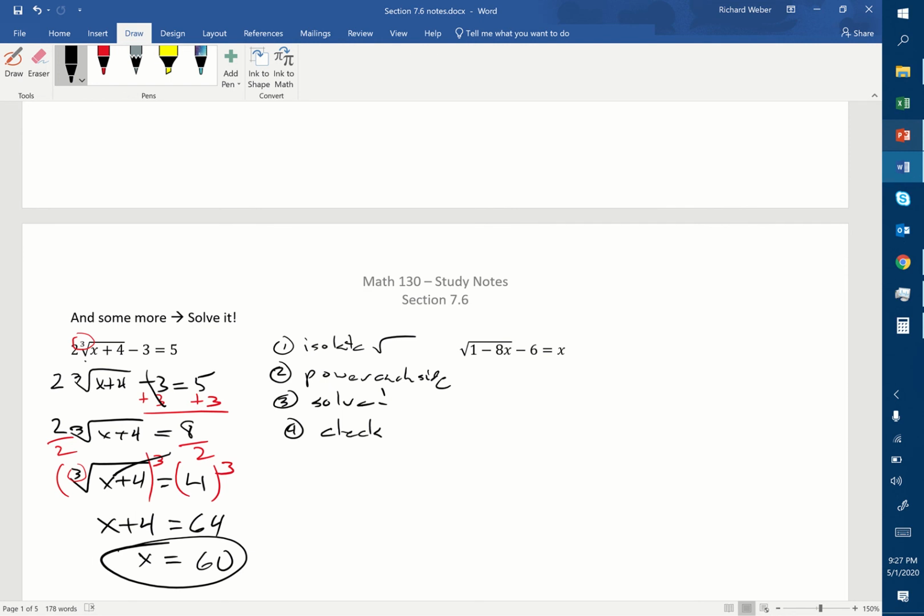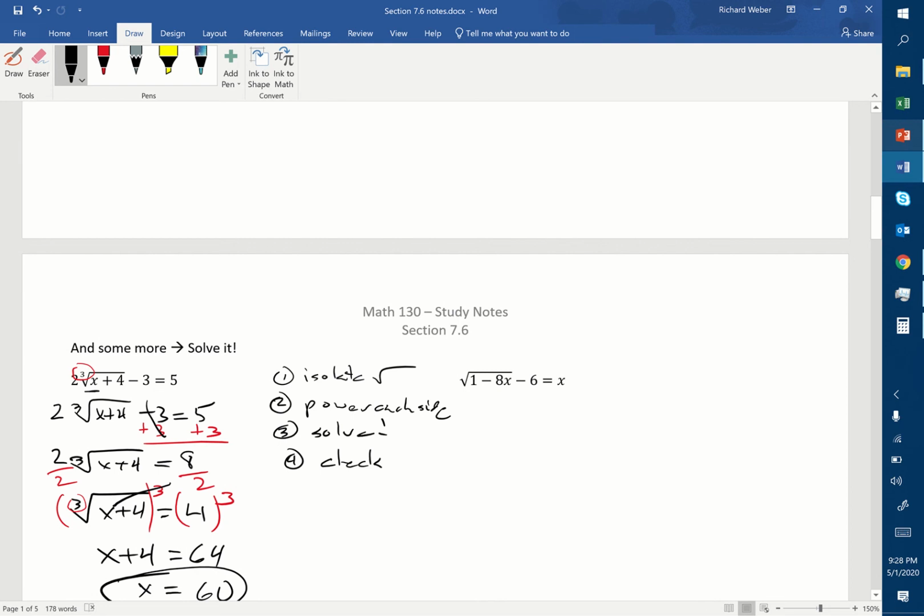If you put 60 here, you get 64. Watch out. You cube root 64, I'm going to tell you, you get 4. 2 times 4 is 8. 8 minus 3 is 5. That one I kind of figured is going to be okay, but this next one should be interesting also. 2 more examples. Hang in there.